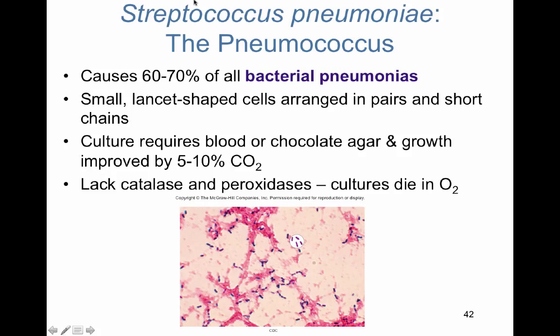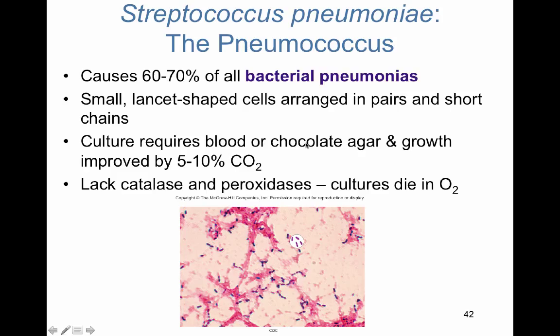Now, Streptococcus pneumoniae is the causative agent of pneumonia in 60 to 70% of cases. And these bacteria lack catalase and peroxidases and require special growth-enriched conditions.